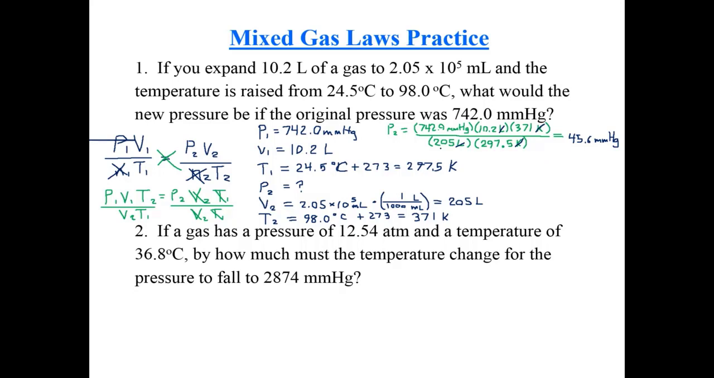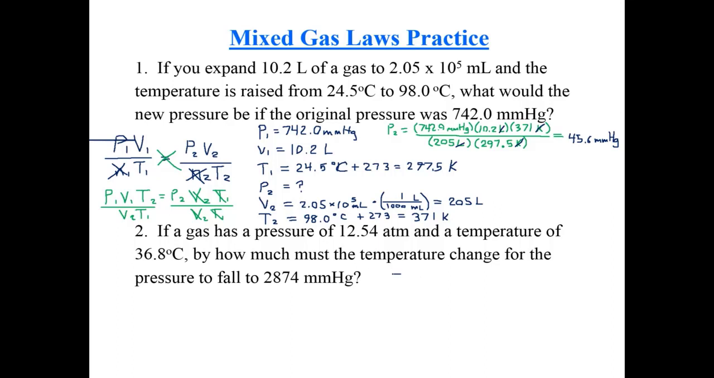Now, just as an FYI here, if you did not get that, it's possible what you did was you divided by the 205, but then you multiplied by the 297.5. You have to remember that you have to do one of two things here. You either have to divide by each thing in the denominator, or you have to divide by the 205 times 297.5, but you have to put that denominator, the whole thing, in parentheses.